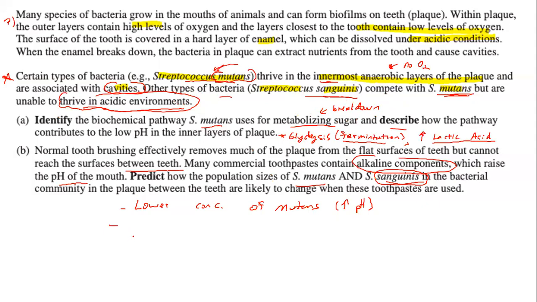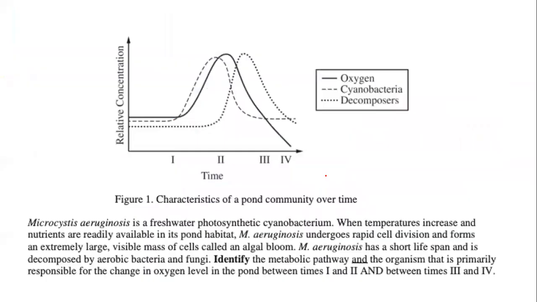So to earn the second point here, you had to say that you're going to be increasing the concentration of the sanguinis. And this is because you can infer that they do thrive in the higher pH environment. They don't survive in the low pH. So that's how you earn those 4 points. So hopefully that one wasn't too terrible.